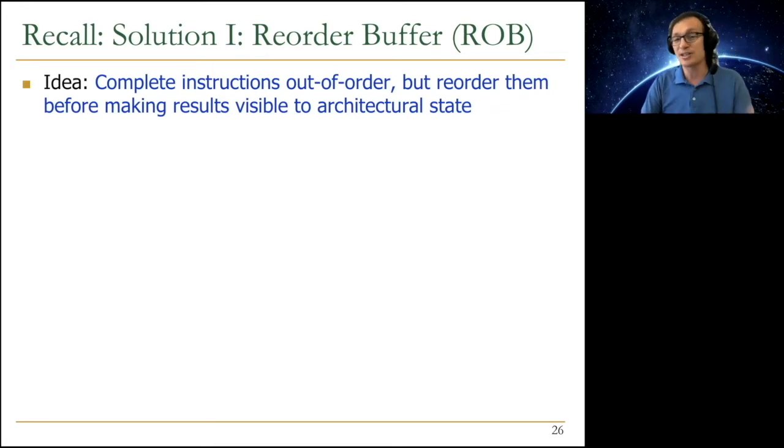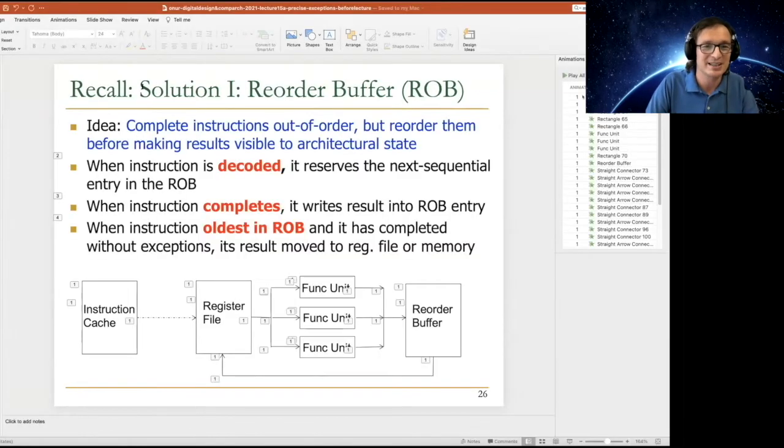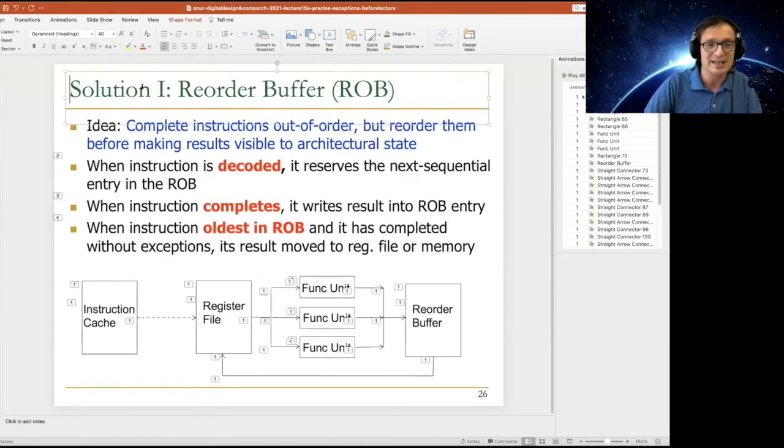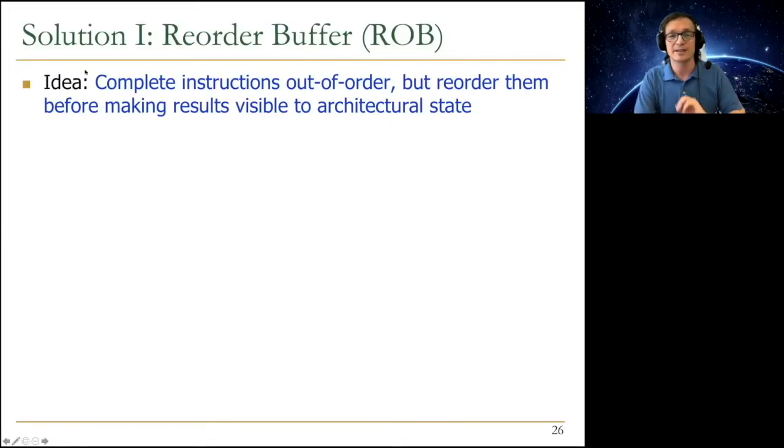So I'm going to give you a more general solution that works with many different systems, like out-of-order execution as well. This is our solution one. I don't know why recall is here; it should not be here. Essentially, the idea is reorder buffer. We're going to complete the instructions out of order, but reorder them before making results visible to the architectural state.